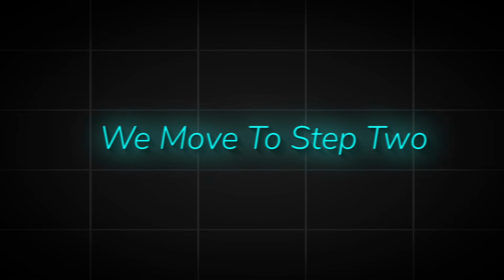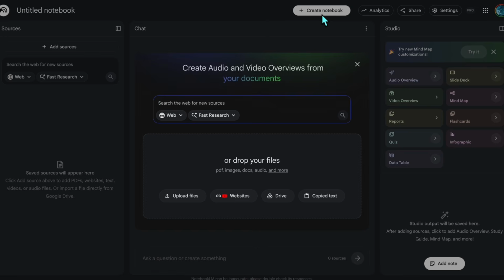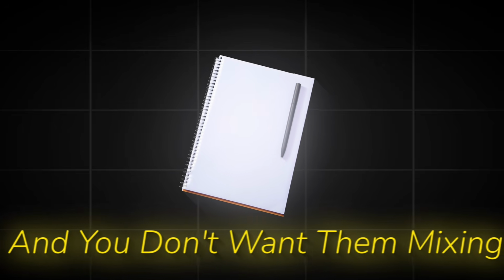We move to step 2. You have a script. You don't have a plan for what goes on screen. Step 2 solves that. Open a new NotebookLM project. Don't reuse the script notebook. Sources are different and you don't want them mixing.